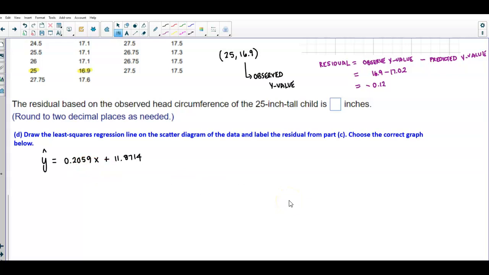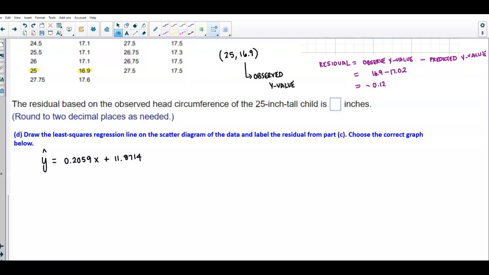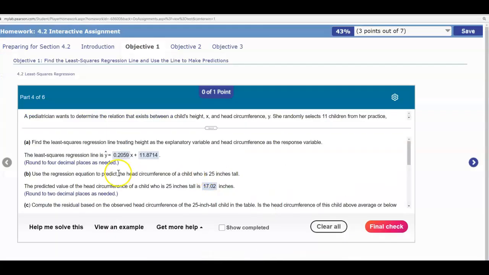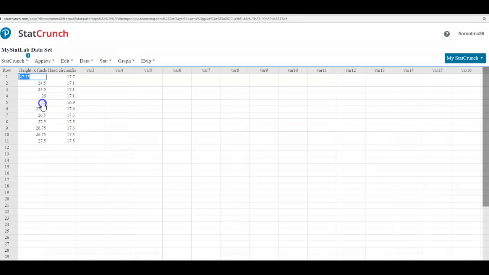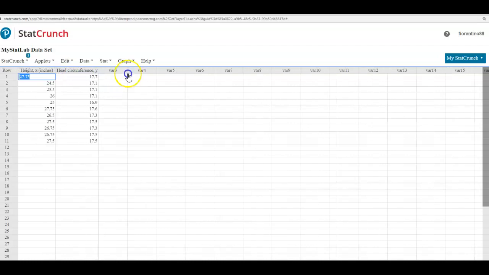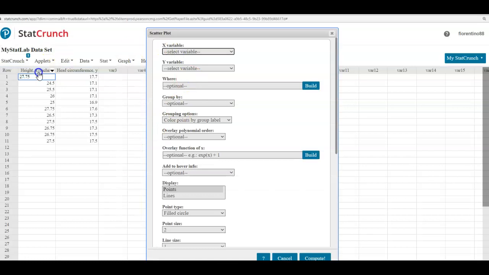This represents the slope, and in StatCrunch, the slope is listed as C1, and the y-intercept is listed as C0. So let's open up this data in StatCrunch, which we already have. Here's our data in StatCrunch. First we're going to graph the scatter plot. I'm going to go to scatter plot and make sure that the x variable is the height.